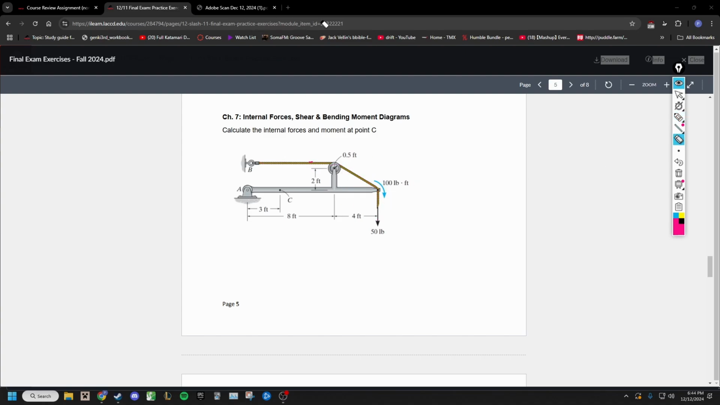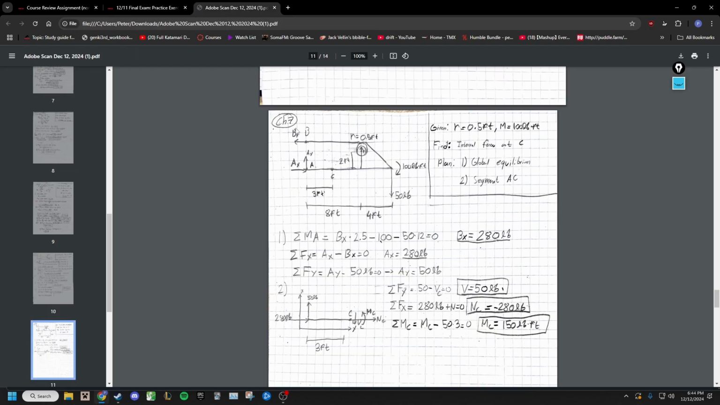To analyze this, we're asked to find the internal forces at point C, which is right here. We first draw a diagram. A will have two reactions because it's a pin. There's just one reaction from B because there's just pulling in one direction.